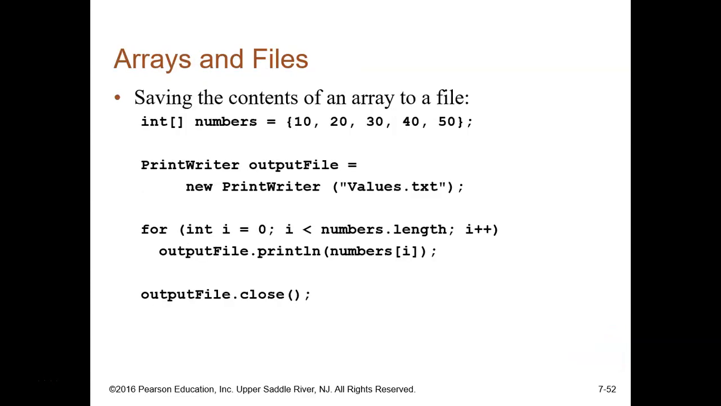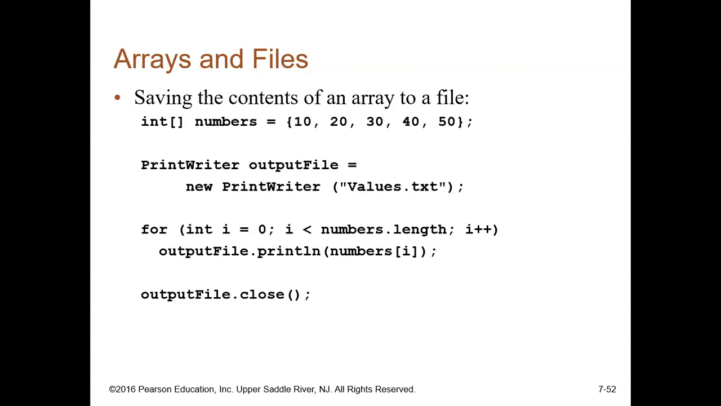Now we haven't talked about PrintWriter, FileWriter, or anything since chapter 5, somewhere around in there, I believe, maybe early on in chapter 6. We can save the contents of an array to a file, just like you wrote anything else to a file. So let's look at an example here.